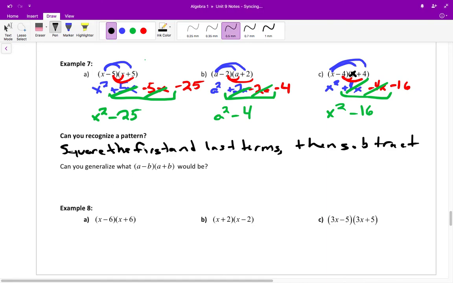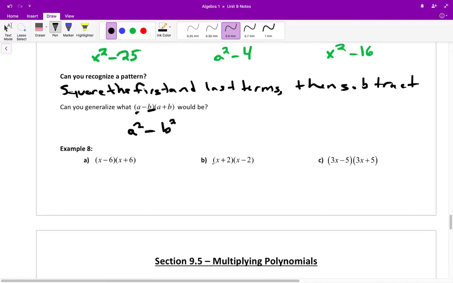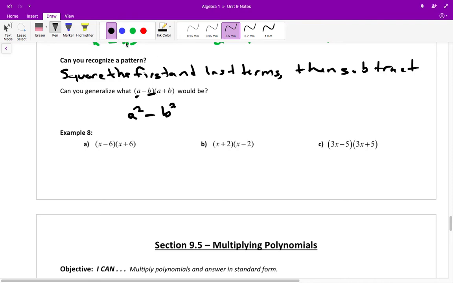So to generalize, if you have a minus b and a plus b, square the first term, so a squared, square the second term, b squared, and subtract in between. Nice little shortcut. That only works if it's set up like this, to where the first terms are the same, the second terms are the same. This works. All right, so now let's apply it, because that'll save us some time.